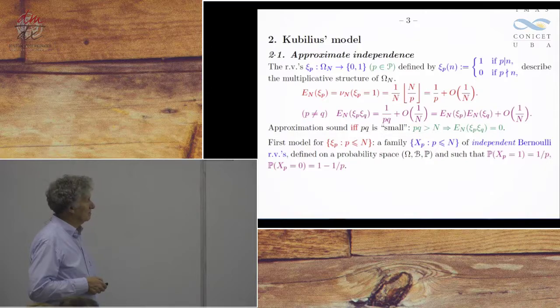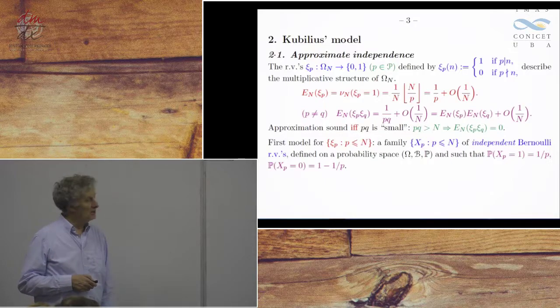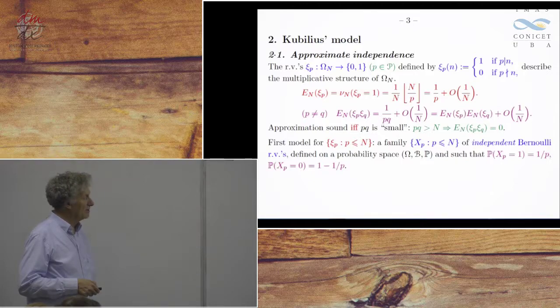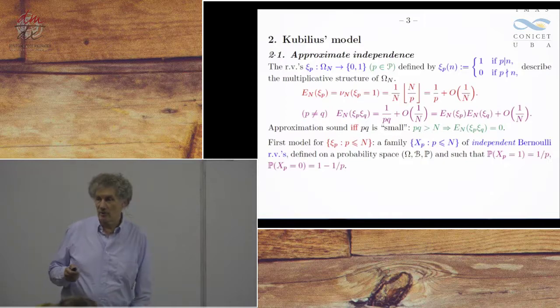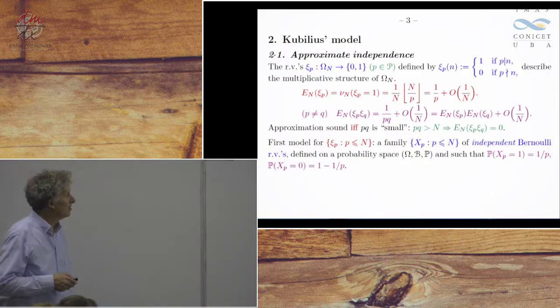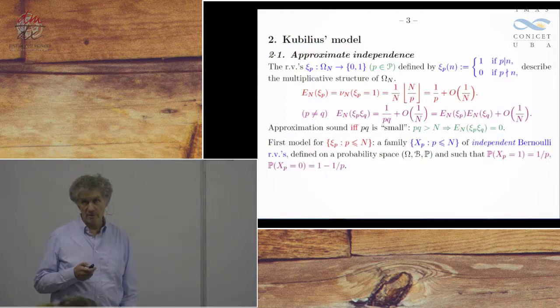Now, the first probabilistic model for the integers up to n is just a family of independent Bernoulli random variables defined on an abstract probability space, such that xp is equal to 1 with probability 1 over p, and 0 with probability 1 minus 1 over p. So that's a first model, which we know will not be completely accurate because of the large primes, but it will be close to accuracy as far as we consider events which are essentially determined by small primes.